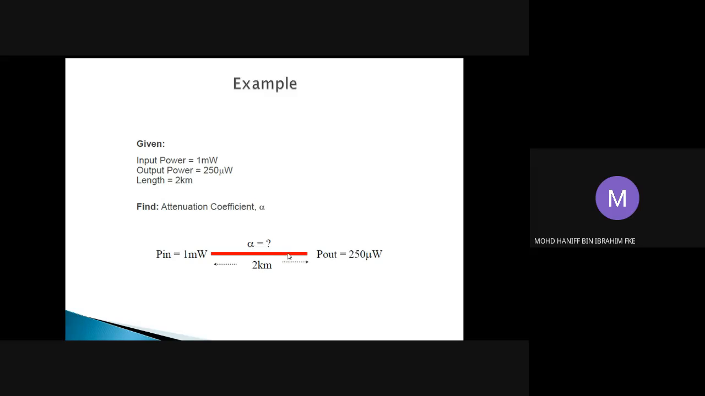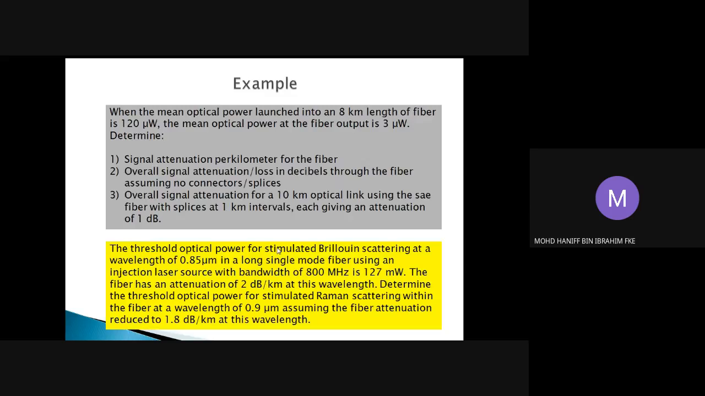So I won't show you the solution in this presentation, but you can have a look at it after the class, because I'm going to forward the solution after this. Okay, let's proceed with this next example.